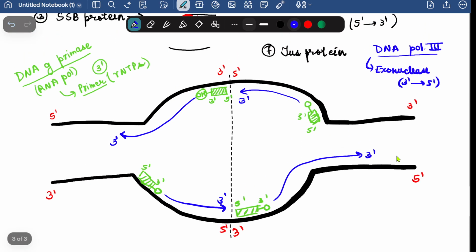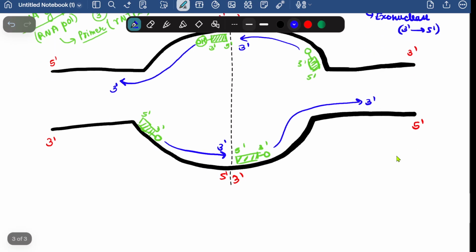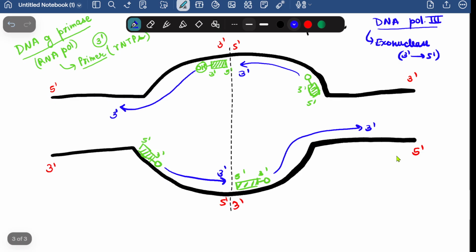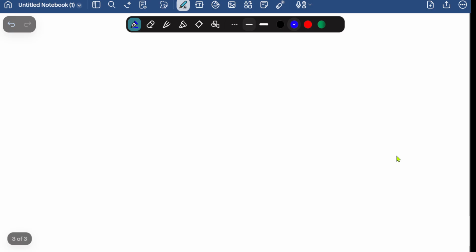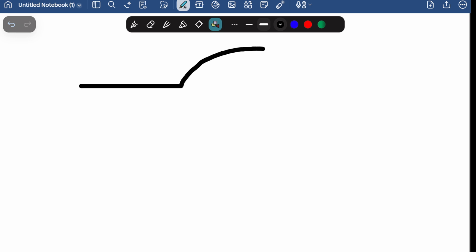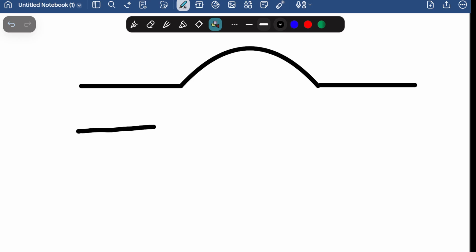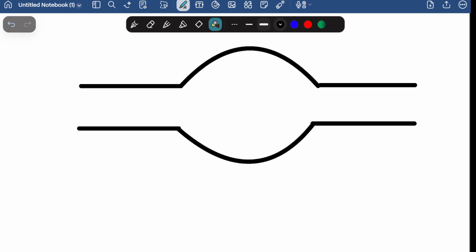Now there is another model, a similar model, which suggests that while the DNA polymerase is functioning, you see what is happening here. I'll try to show it again here so that it becomes very crystal clear to you. Suppose this is our particular strand, and here also we have the particular strand. Okay, now what was happening is the DNA polymerase 3 was in this way.